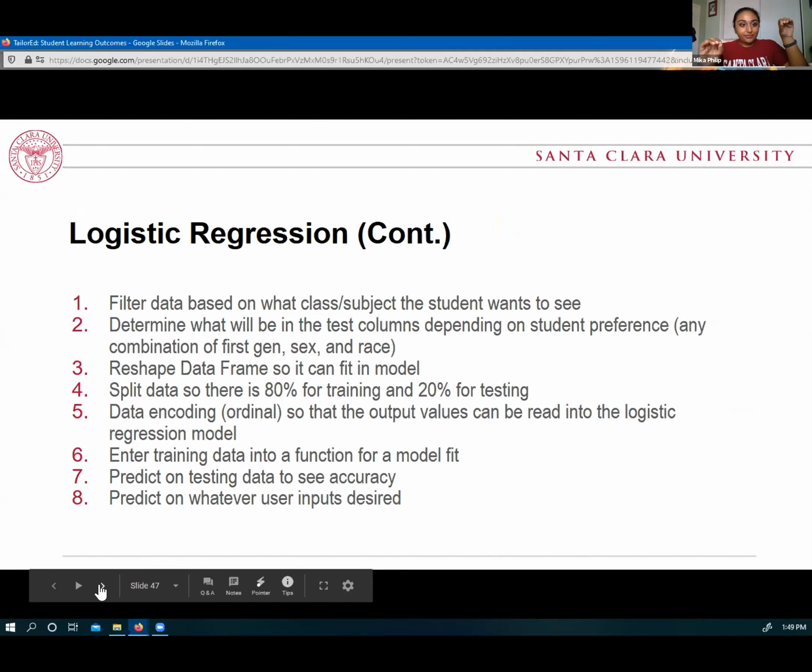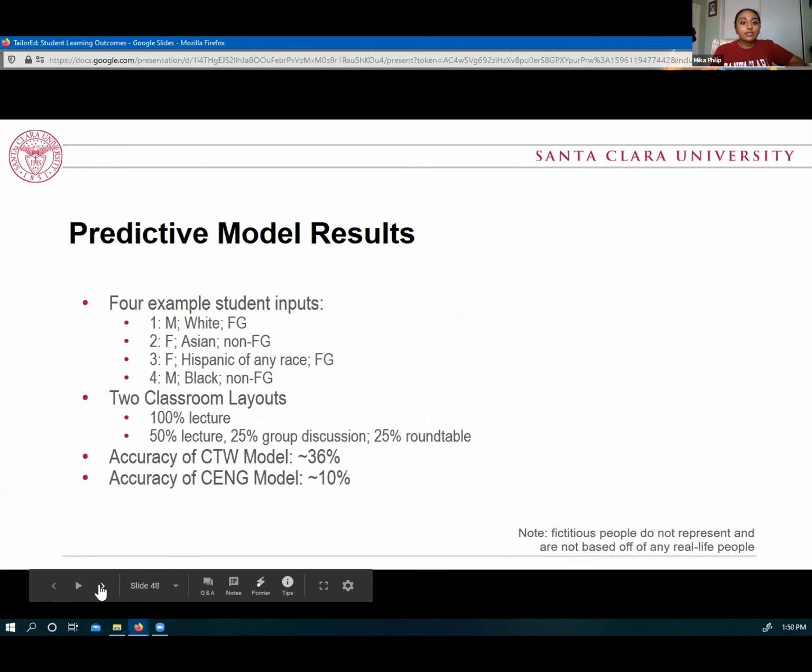You split the data, you train 80% of it, and then test it on the other 20% to see how accurate it is. So you know how much you should trust the model or not, and then you predict it on whatever input you want, whether you want to do one student, 10 students, or 100 students, it's all up to you. Next slide.